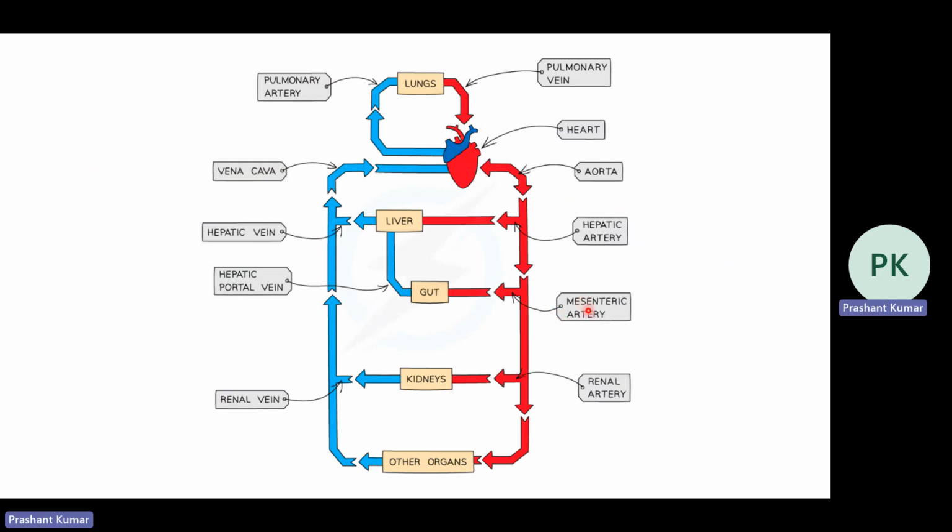Mesenteric artery is also called that. So this name is important. I'm just telling the names which you have to remember: pulmonary vein, aorta, hepatic artery, renal vein, hepatic portal vein, hepatic vein, vena cava, and pulmonary artery. You can stop this video and make a flow of the blood vessels with the names.